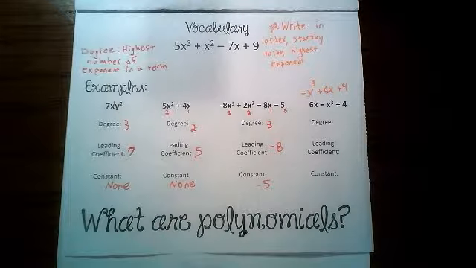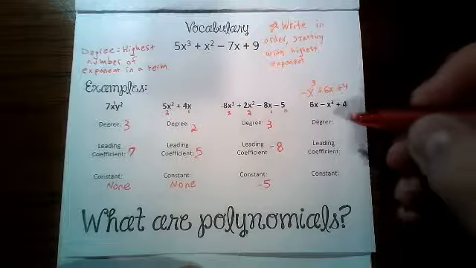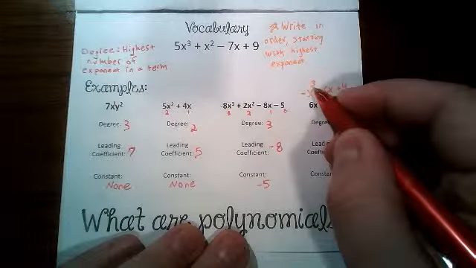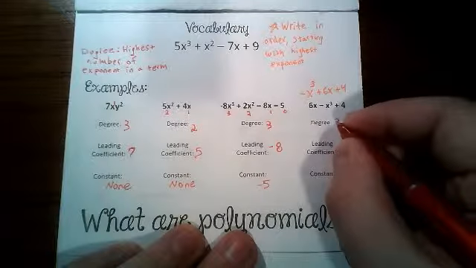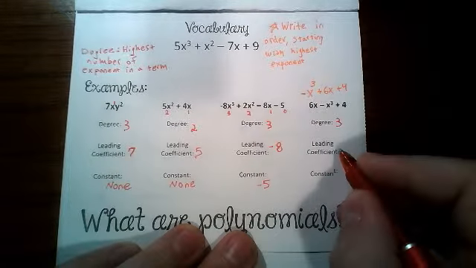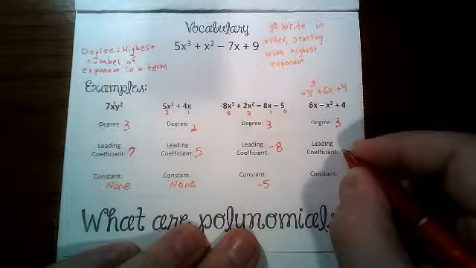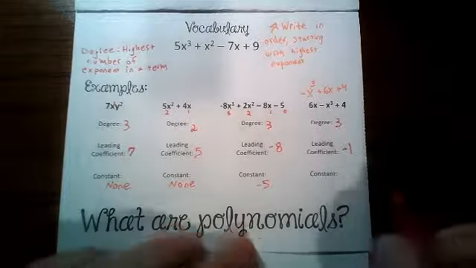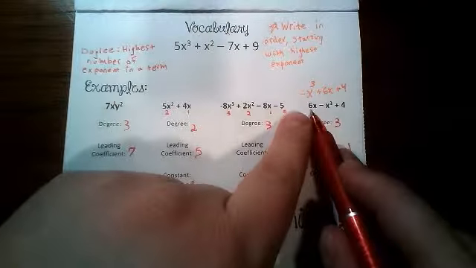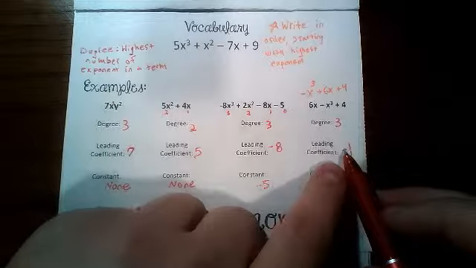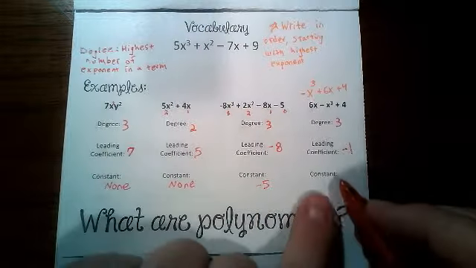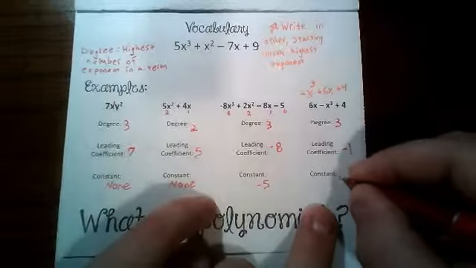And at that point, I can start to fill out these sections. So the degree is going to be, this is 3, 1, 0. So the highest one is 3. The leading coefficient is -1. Okay. So I have to change it, because if I didn't change it, this would be the leading coefficient, which is 6, which is incorrect. And the constant here is the positive 4.